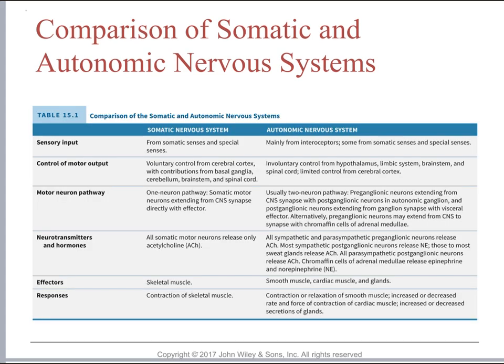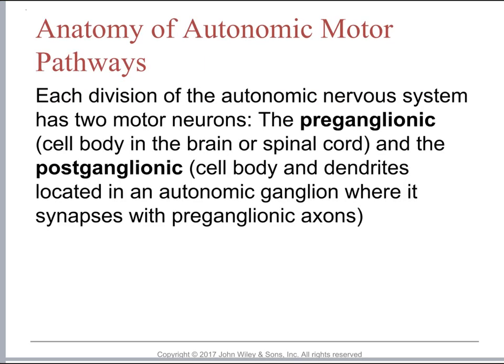So we look to table 15.1. This is a nice little comparison of the somatic and autonomic nervous system, looking at sensory input, control of motor input, the motor neuron pathway, neurotransmitters they secrete, the effectors, and responses. So again, everything we've talked about in the past few slides in a nice, neat little package. So let's continue with the anatomy of this autonomic motor pathway.